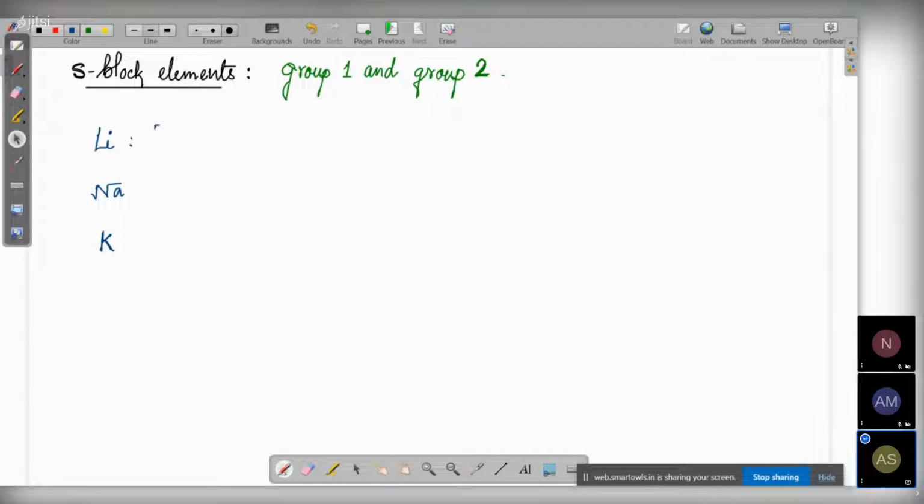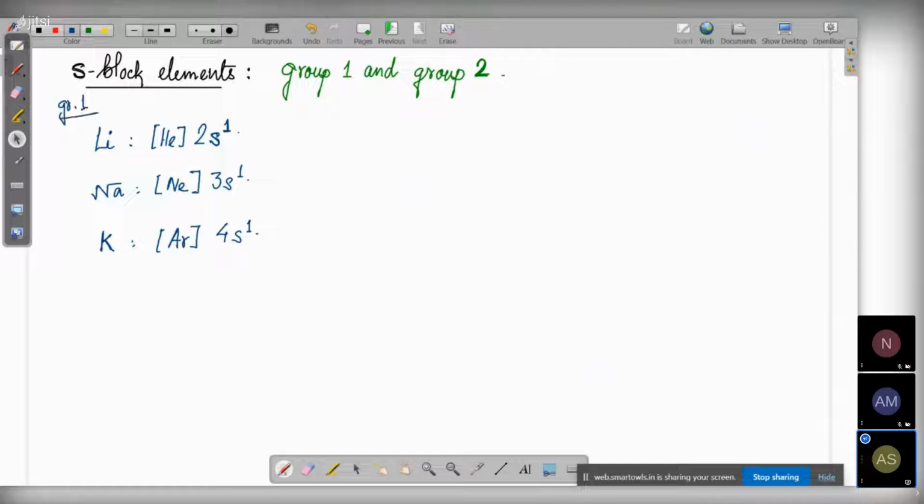And so, what is the configuration of lithium? Lithium is helium 2s1. Sodium is neon 3s1. Potassium is argon 4s1. So this is for group 1.